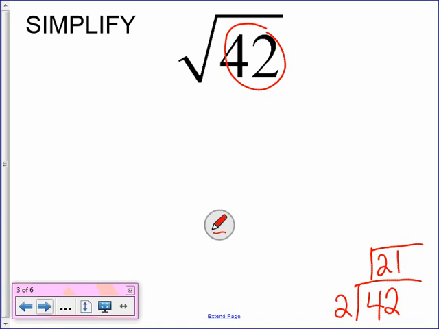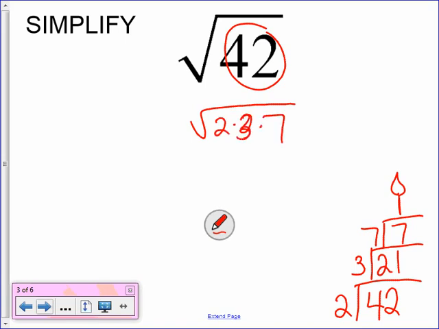And what can go into 21? 3. What's left with 3? 7. What can go in 7? 7, because 7 is our prime number. Okay? Meaning we're left with the birthday cake, the candle on top. Okay? So here are our prime numbers. So I'm going to rewrite this to be the square root of 2 times 3 times 7.